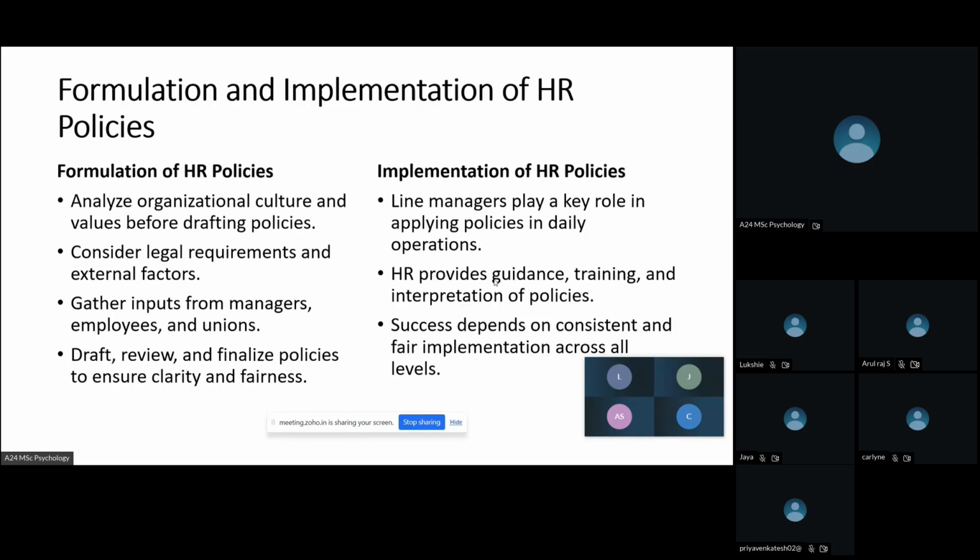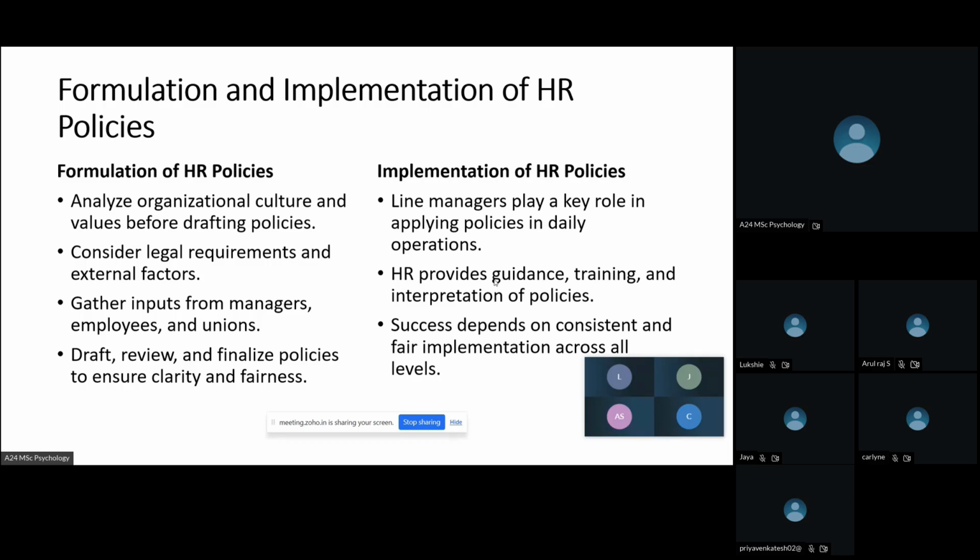Moving on, how we can formulate and implement the HR policies. First step, we have to formulate the HR policies. Then we have to implement it in real time. So formulation happens like this: we have to analyze the culture of the company and values of the company before drafting the policies. Most of the companies will have their own values. For example, some companies can have values like honesty and integrity, which means that we have to make sure that we are being honest in our policies and we are maintaining integrity with our policies, so that the employees don't come and raise disputes over the policy.